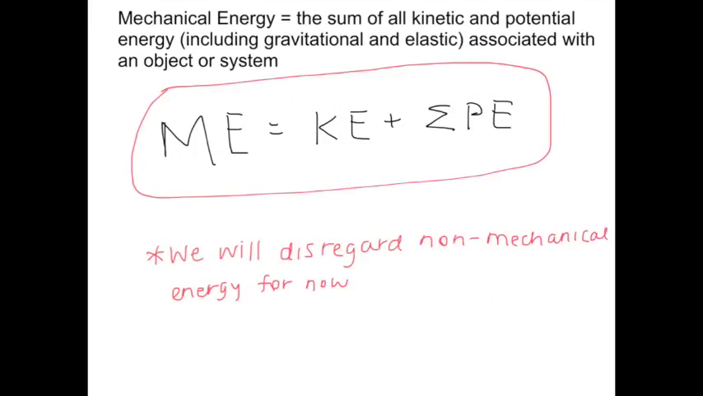Let's also define mechanical energy. This is the sum of all kinetic and potential energy, which includes gravitational potential energy and elastic potential energy, that is associated with an object or a system of objects. So we'll call mechanical energy ME. That's equal to kinetic energy plus the sum of all potential energy. And for now, we're going to disregard non-mechanical energy, but that might come in later chapters.